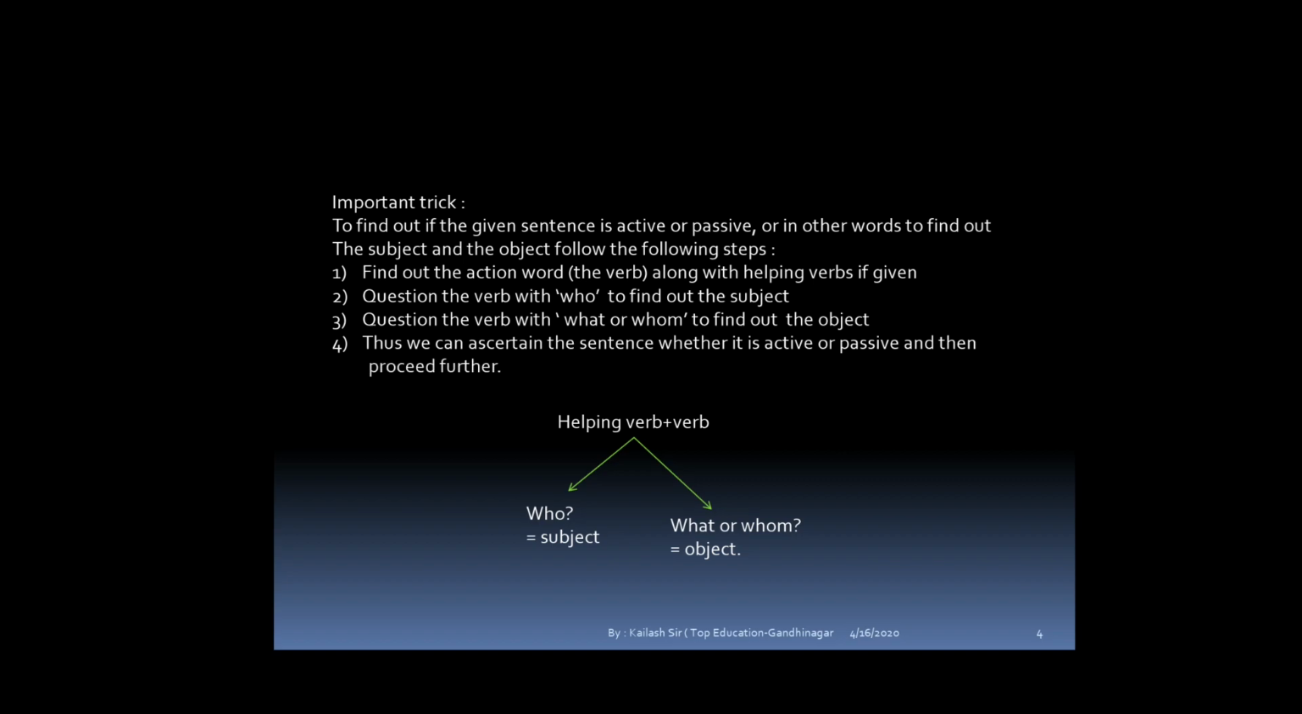and then proceed further. You already studied the structure in the first slide. If it is SVOPPH, then it is active. If it is OVSPPH, then it is always passive. So you can see, in short, helping verb plus verb you have to find out in the sentence. Then question with who to the verb, you get the subject. Question the verb with what or whom to find out the object.